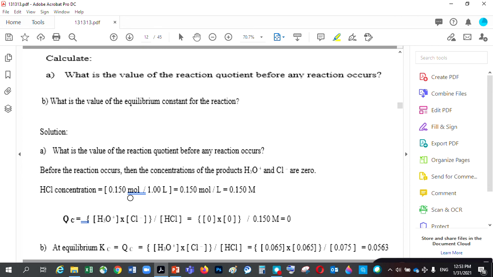The question is, what is the value of the reaction quotient before any reaction? Of course, before any reaction, we don't have any product. So before the reaction, the concentration of the products, hydronium and chloride, is 0, correct? And the HCl, the reactant, is the moles given divided by the volume. It will give us 0.150 molar, the initial concentration of the reactant HCl. The QC has to be 0 because there are no products: 0 multiplied by 0 divided by 0.150. So before the reaction, the reaction quotient QC is 0. At equilibrium, they are equal to each other. Then we put the equilibrium concentrations for hydronium ion and chloride ion, divided by HCl. Those are given to us, and here we have the value.